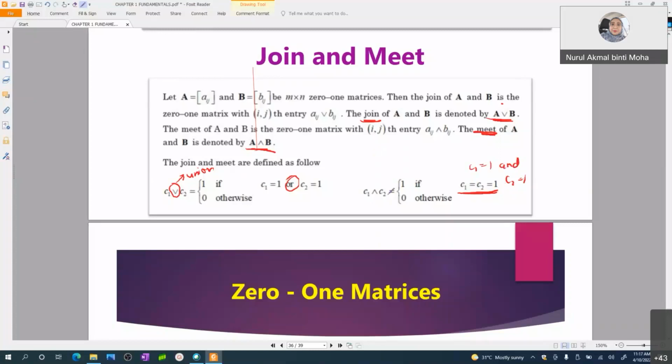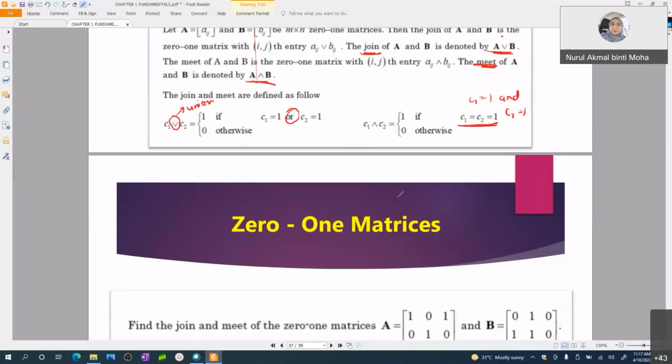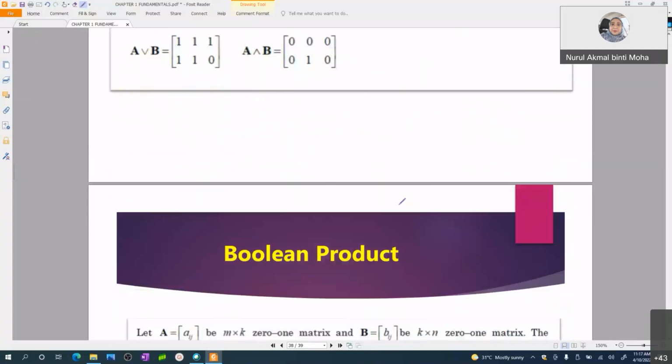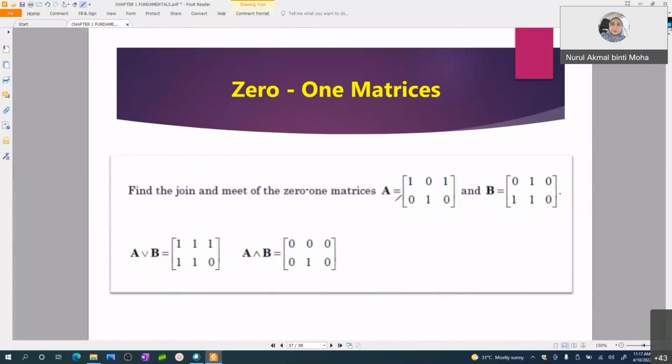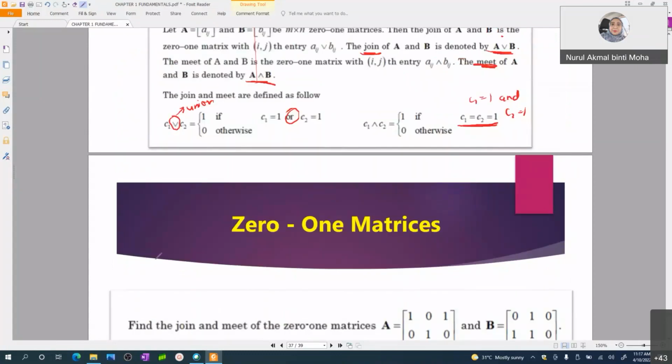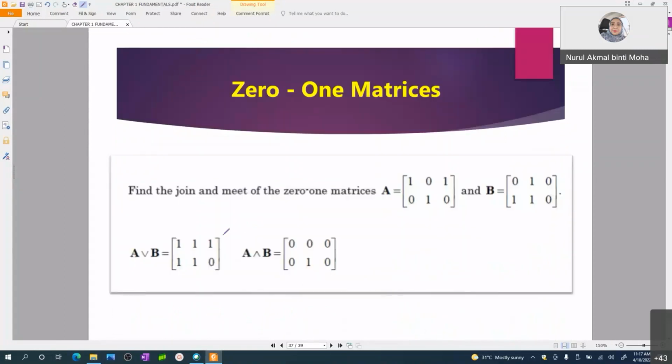So these are the two things about the join and meet that you have to remember. Okay, and then for the final, sorry, is it already final? You still have two slides. Find the join and meet of the 0, 1 matrices. So the A matrix is given by this, and the B matrix is given by this one. So A join B is given by this matrix, and B is given by this one.